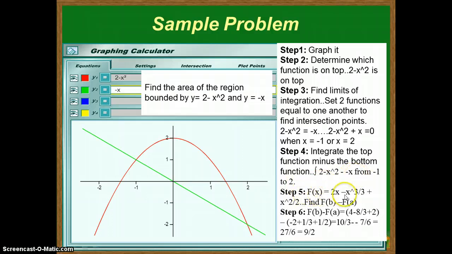Find the antiderivative of that. It turns out to be 2x minus x cubed over 3 plus x squared over 2. And then just find f of b minus f of a. When all is said and done, it turns out to be 9/2. That means that the area between these two curves from negative 1 to 2 is 9/2.